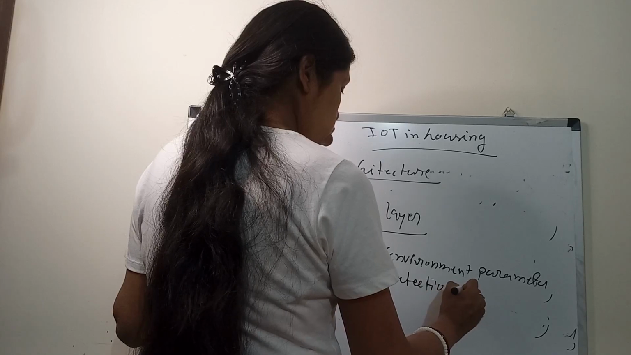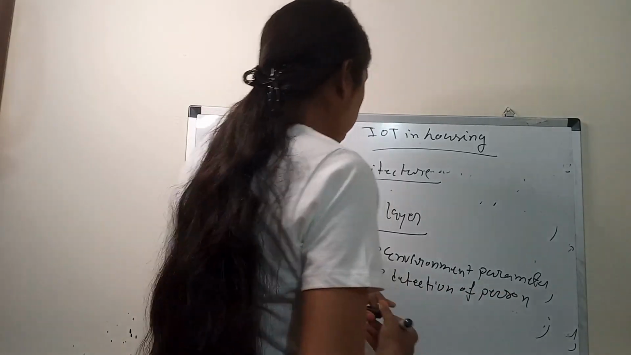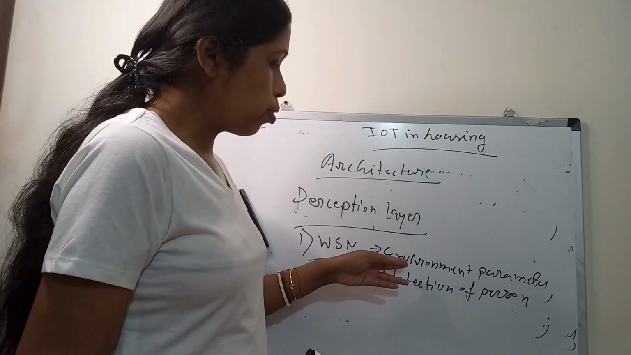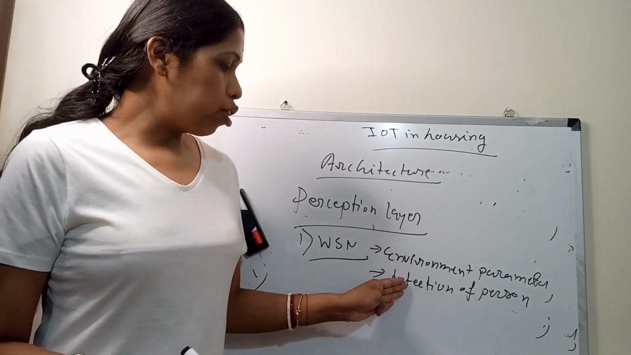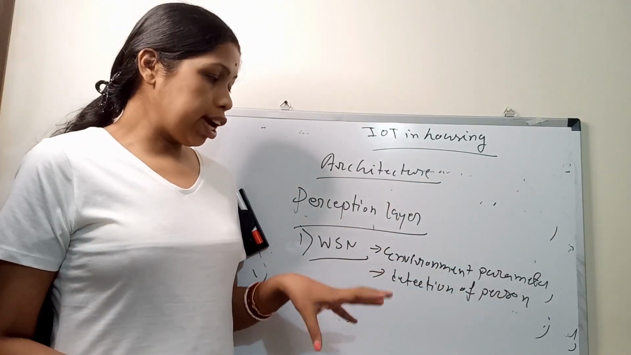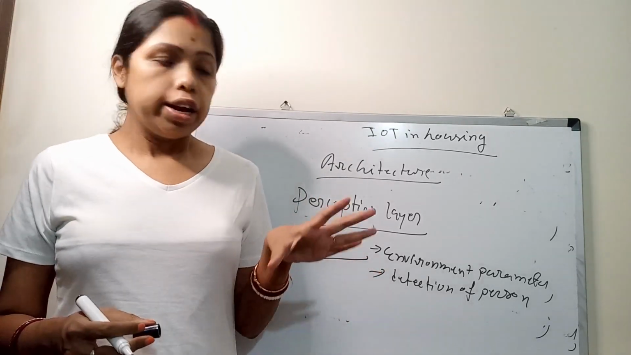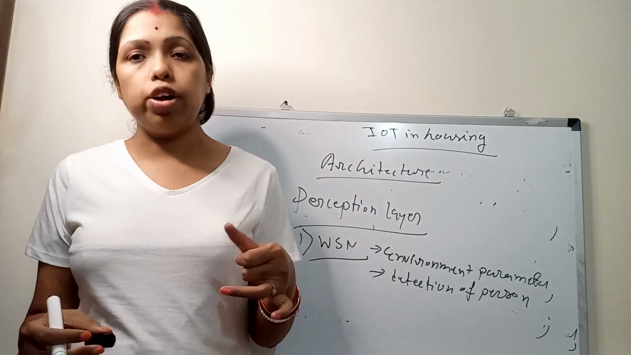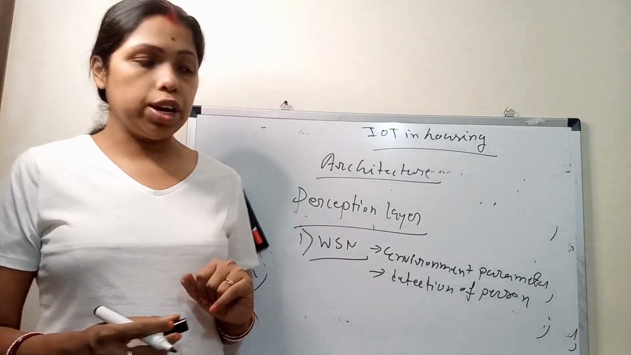Detection of a person inside the building is different. So for environmental parameters, different sensors are needed. Suppose five sensors are required, and for detection of the person, a motion detector sensor is required. Each and every sensor can be assembled in one network by using wireless. Right, so that's why it is a wireless sensor network. You can use the wireless sensor network for designing IoT and IoT applications.